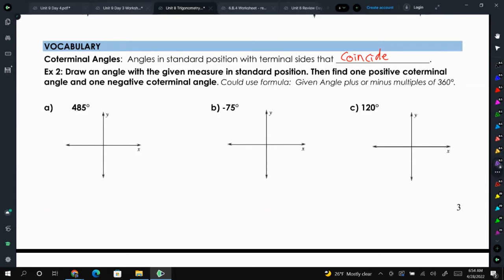Same thing, 180 degrees is half a circle. If you rotate 540 degrees, you've gone around a full circle once and then a half. So you are starting and ending in the same spot.